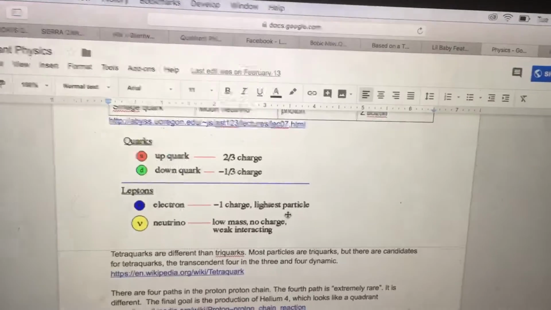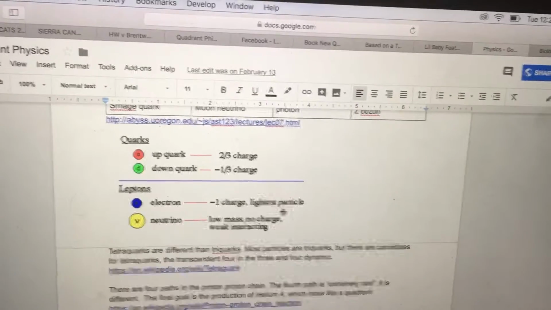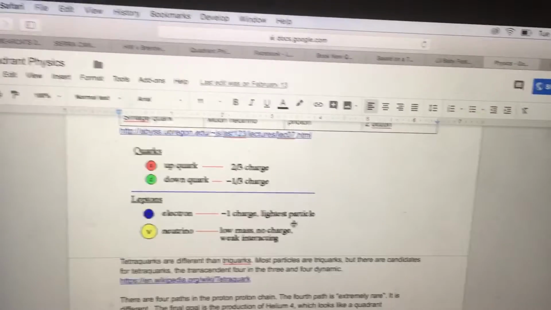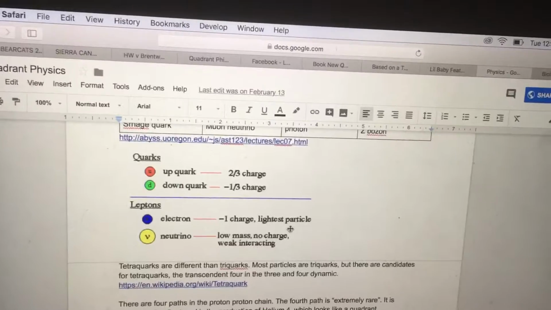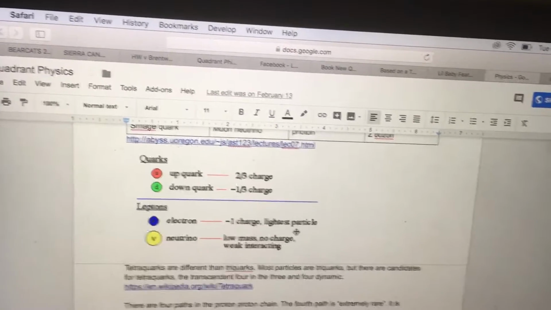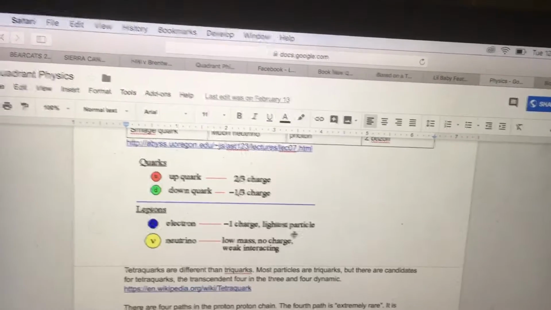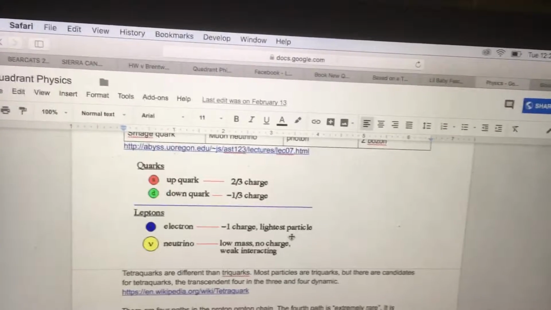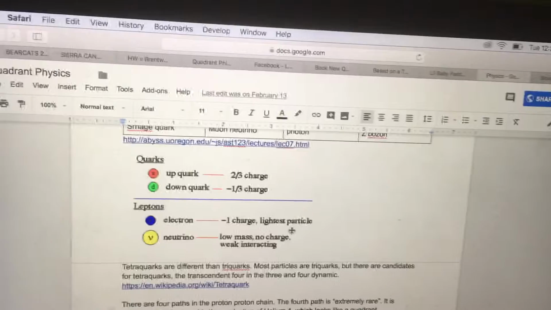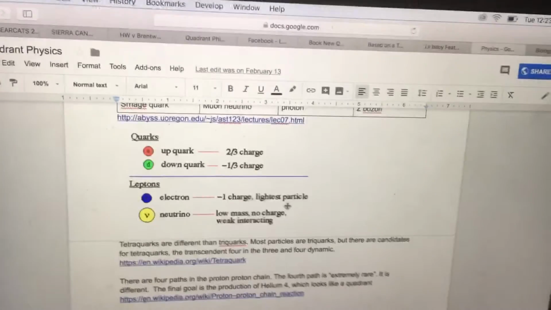Those particles are the up quark, down quark, electron, and electron neutrino. Up quarks and down quarks make up protons and neutrons. So we know about protons, neutrons, and electrons, but it turns out that the protons and neutrons aren't the most fundamental particles. There are up quarks and down quarks which make them up. So the 4 fundamental particles are the up quark, down quark, electron, and electron neutrino.